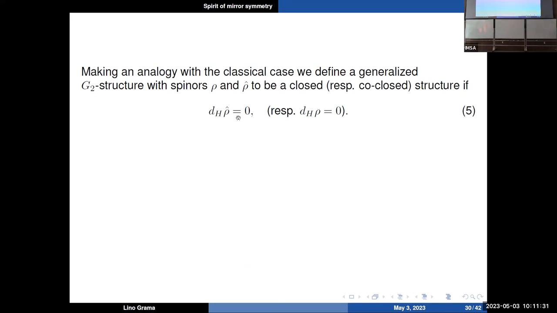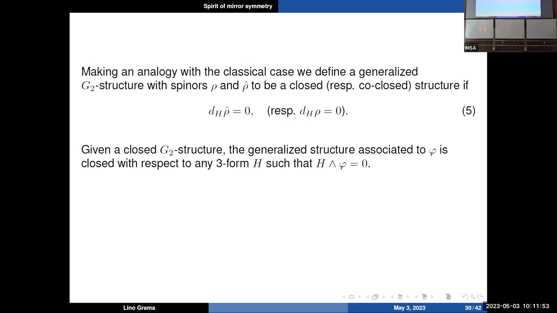I make an analogy again. You call the generalized G2 structure closed or co-closed if the spinors are d_H closed, but we call it closed if d of the hatted spinor is zero, and co-closed if the other is closed. And just to remember, there are a lot of specialists here, but for the usual G2 structure there are adjectives, surnames like closed, co-closed, parallel, nearly parallel, etc. You can start with a closed usual G2 structure and consider the generalized G2 structure associated to this, and you can ask yourself if this is generalized closed. But this happens just for 3-forms H such that this equation holds.